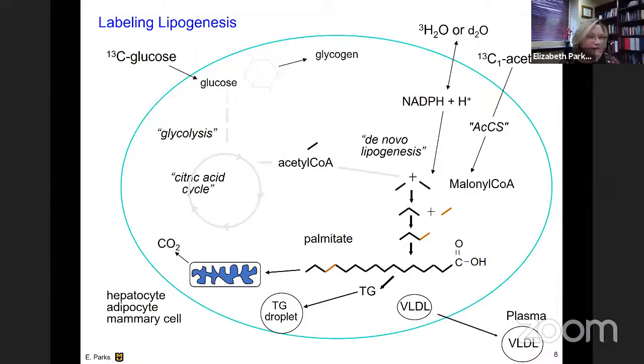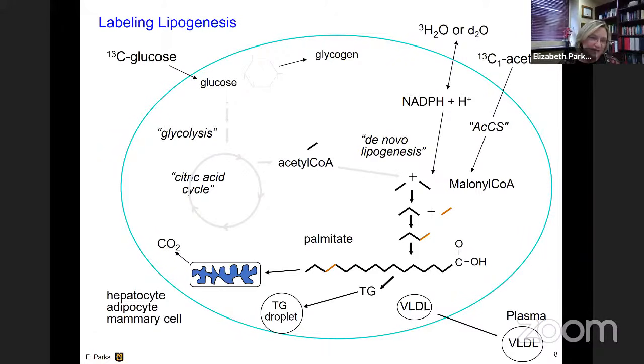Glucose can end up in glycogen. It can be burned in other tissues. In the upper right-hand corner, you can see water coming in, and it exchanges with NADPH hydrogens, which are incorporated into the growing fatty acid chain. When we infuse or feed acetate, to the extent it clears to the liver, it gets a CoA put on it, and then it is incorporated through malonyl CoA.